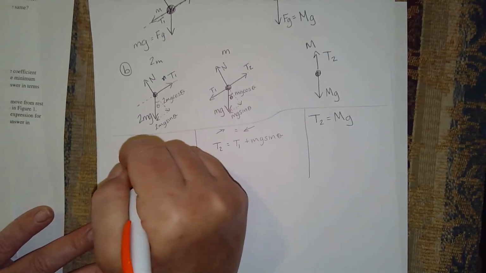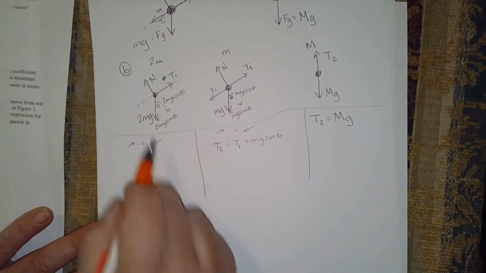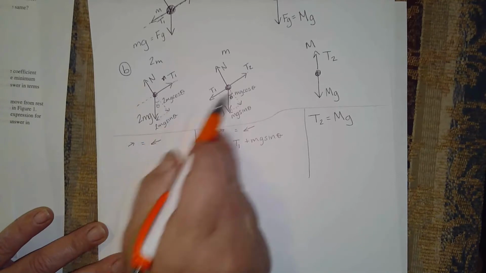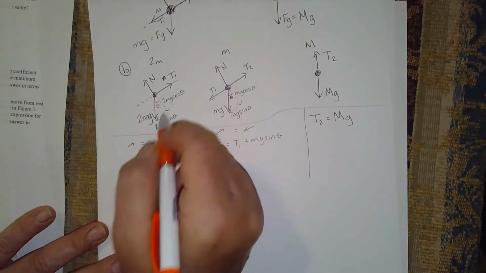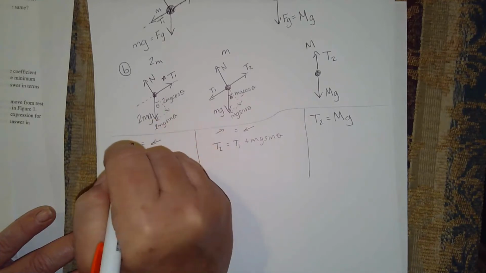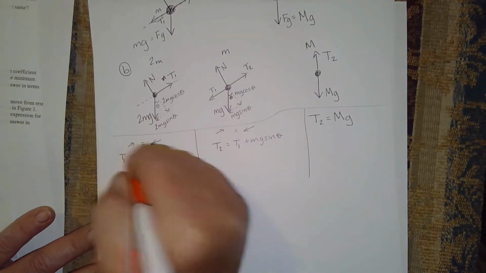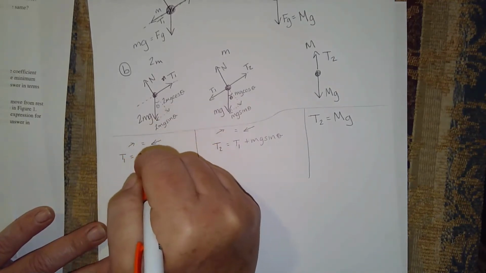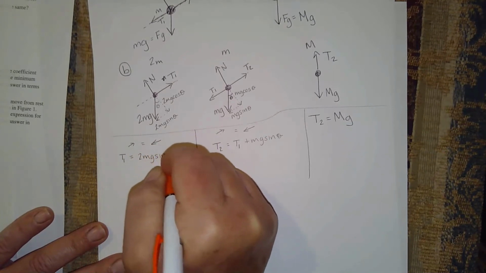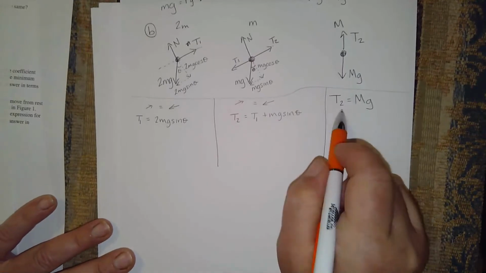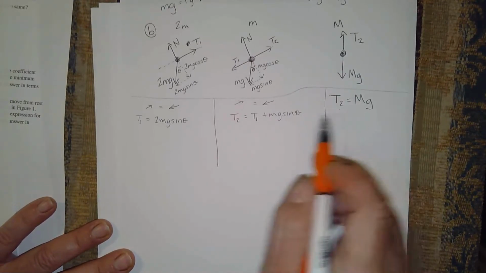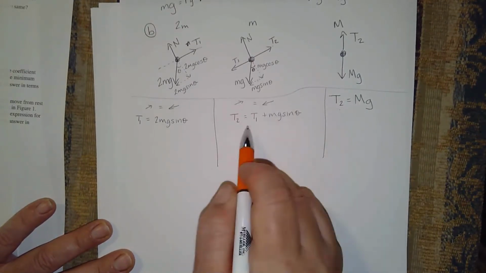Now we look at this one. Same thing. Things that are this way have to equal things that are this way. Now, I know that normal and this force here cancel each other out, so I'm not going to write those because I don't need those in this part of the equation. And so now the up the hill on this one is T1, and the down the hill is 2 mg sine theta.